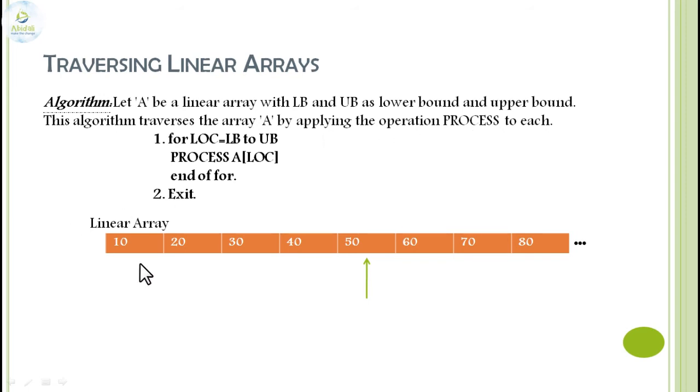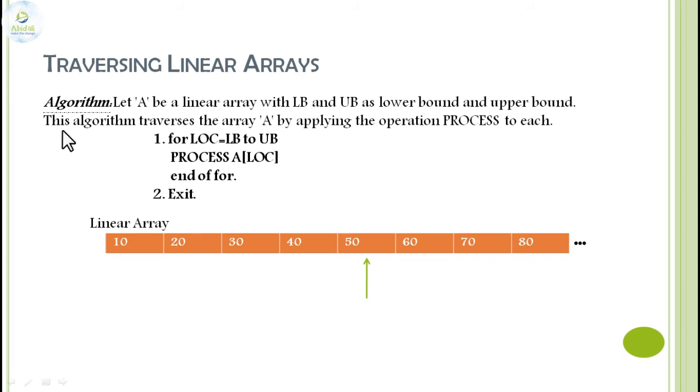To begin with, the legend is: let A be a linear array. We have taken the name of the array as A. Linear in the sense the elements are stored one after another, with LB as its lower bound, which will always be 0, and UB as its upper bound, that will be n minus 1. So you will be telling in the algorithm a linear array with LB and UB as lower bound and upper bound. That is the first statement, for understanding purposes.